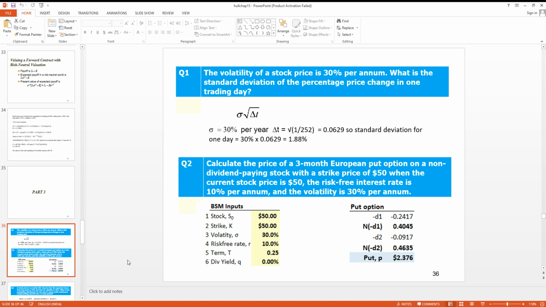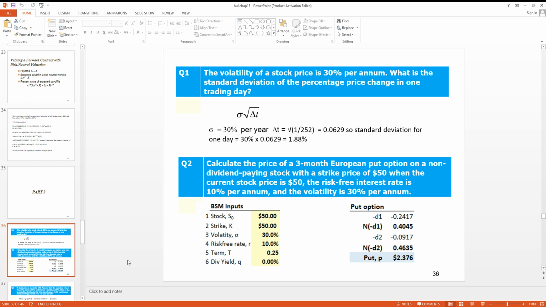Now, this is an important aspect to remember because questions of this nature typically come in these risk management multiple choice examinations. Second question is where you have to calculate the price of a 3-month European put option. The stock is non-dividend paying with a strike price K of 50 and current spot price S of 50, and risk-free rate is 10% and volatility, which is sigma, is 30%.